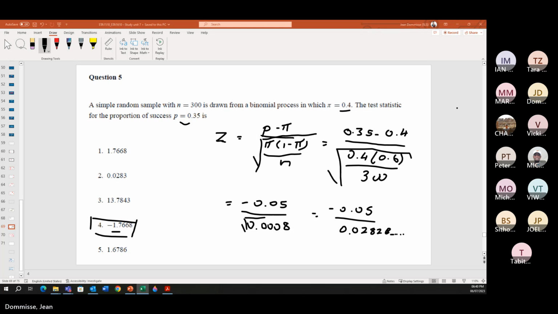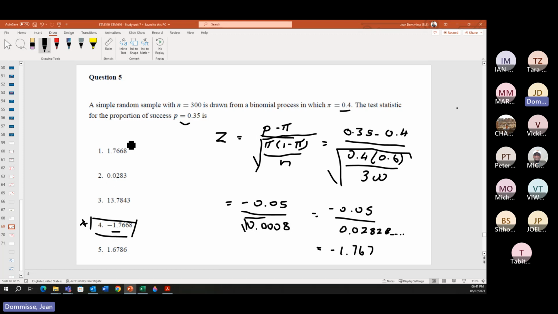So if we have then that answer, minus 0.5 divided by that gives us minus 1.76. Oh, 767. So that is where it was, or it would have been 7,668 if you don't round it off to 3 decimals. Okay, so that is what you will get. And then that was option 4.